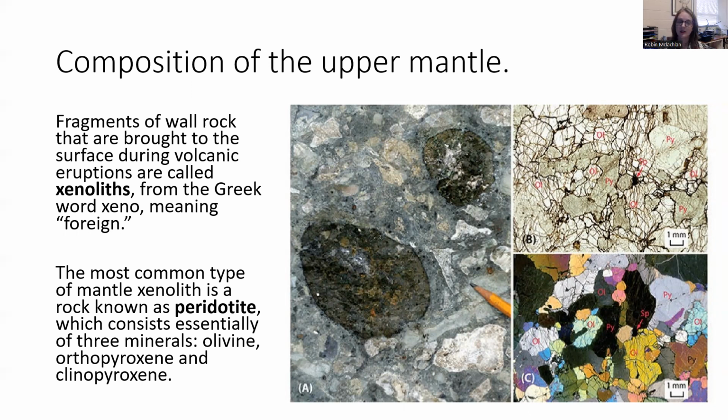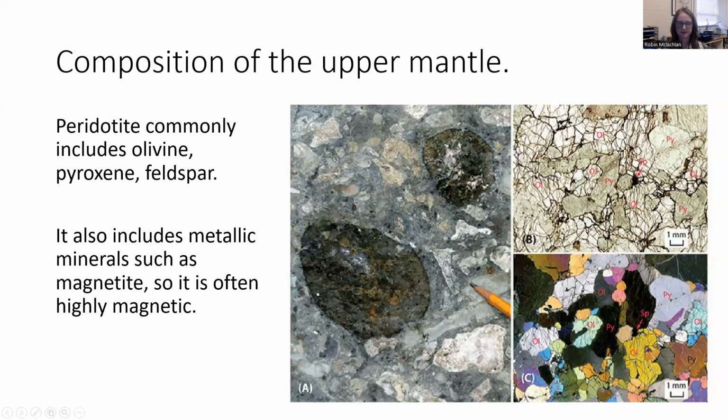The most common xenolith from the mantle is the rock called peridotite, and it consists mostly of three minerals: olivine, orthopyroxene, and clinopyroxene. And that's why it has that green color. That olivine gives it that green color. It also includes a little bit of feldspar, right? And some metallic minerals like magnetite. So it's often highly magnetic. So you can identify this rock from its green sheen and from its often being magnetic. And if you had a thin section, you could identify olivine and pyroxene and a little bit of feldspar.